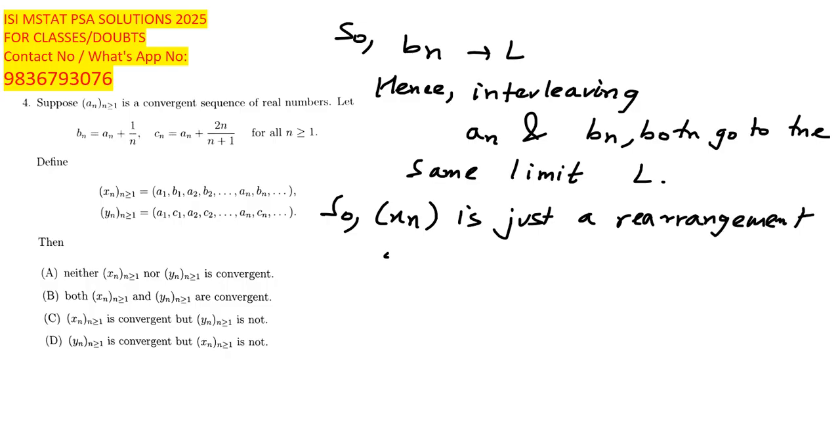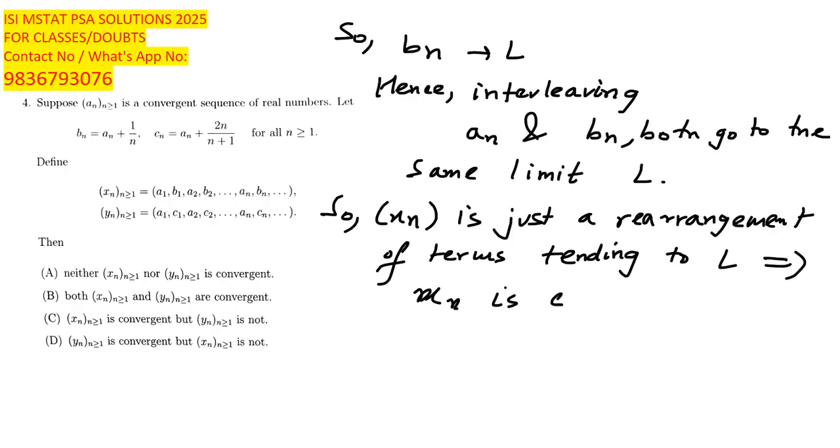Okay, so xn is just a rearrangement of terms tending to L, or we can say xn is convergent to L, that we can say. Okay, now what is the behavior of Cn, then we have to see.